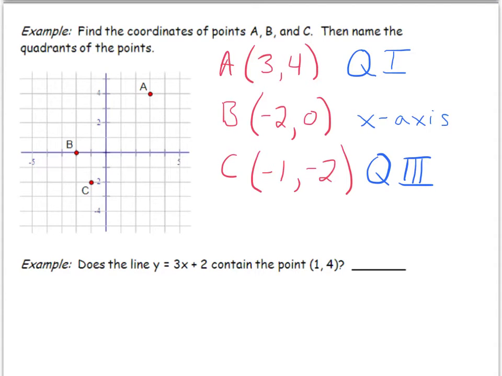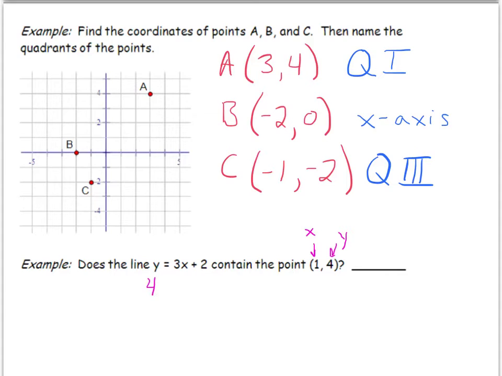The next example asks you, does the line y equals 3x plus 2 contain the point 1, 4? So to begin to answer this question, we take a look at this point. Remember, with this point, you have both an x and a y value. That means that if I'm interested in whether or not this point sits on this line, all you have to do is take this x value 1 and shove it in for the x, and this y value 4 and shove it in for the y.